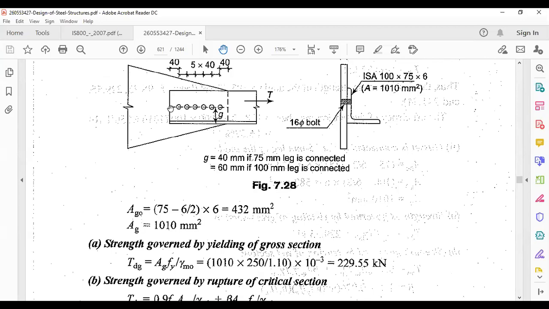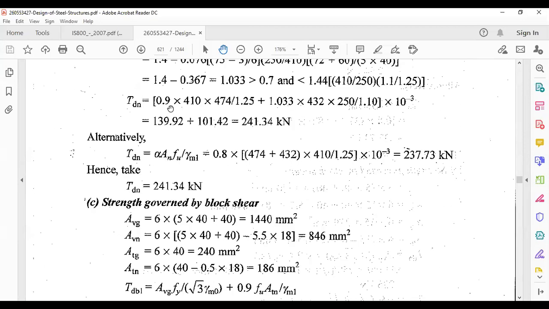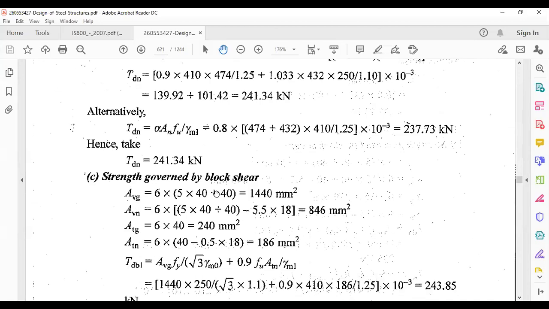Okay, the distance from this point up to the center of the bolt hole into the thickness of the angle. No need to make any deduction for these bolt holes. I'll start from the center of the bolt hole and measure the distance up to the end of this angle section. This length multiplied by the thickness of the angle gives us Avg, the gross area along the shearing plane.